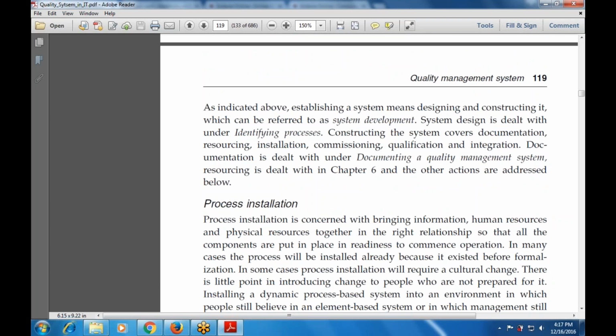Now, when we talk about process installation, that is concerned with bringing together the information, human resources and physical resources in the right relationship, so that each and every component and each piece of data has to be collected, stored, and used with the commands in readiness for effective maintenance.